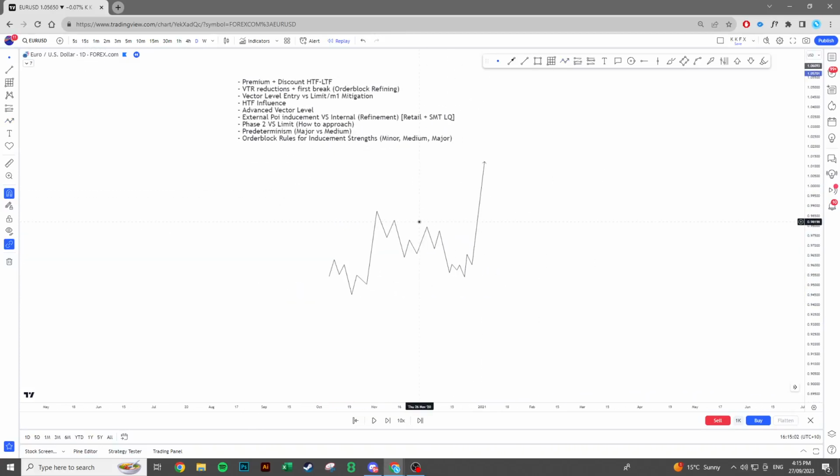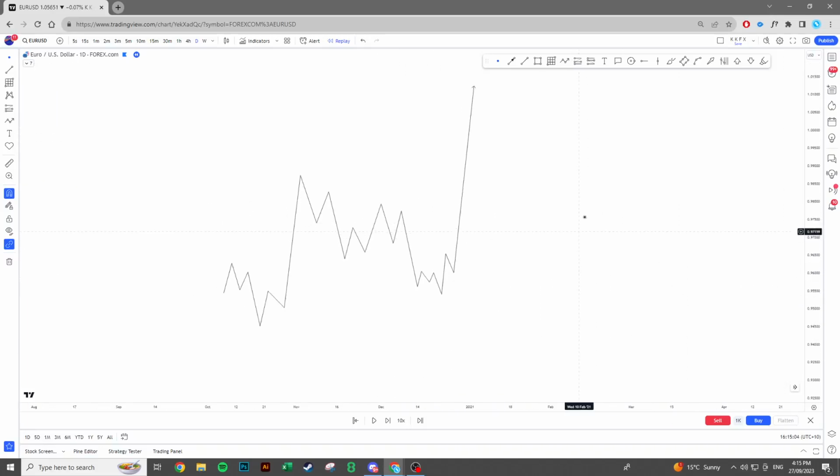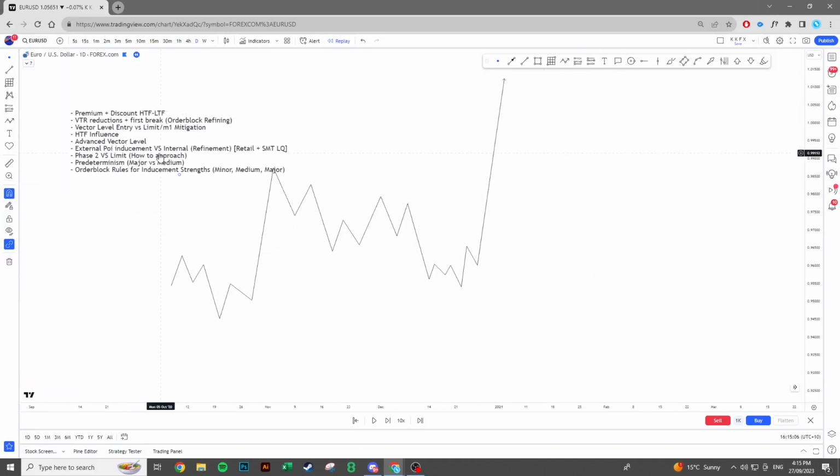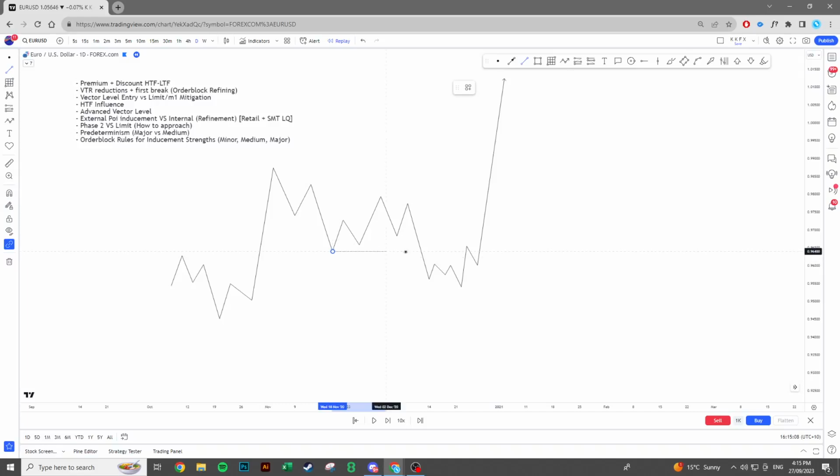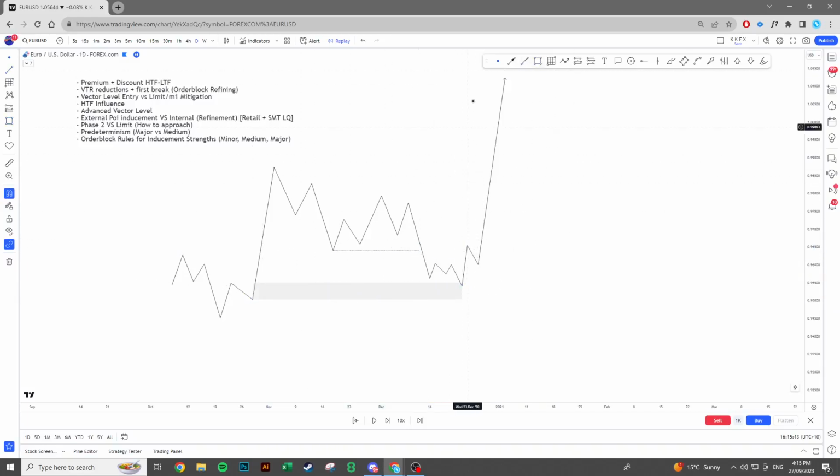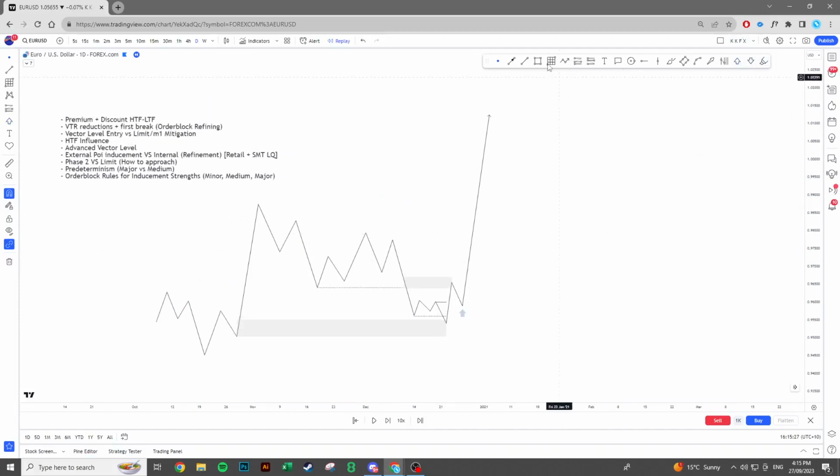Okay, something like this, right? So let's just mark this up. It's our good old inducement, our POI, our sweep, our break, we can have our vector level reaction, and then we have our entry, and we enter for buys there.